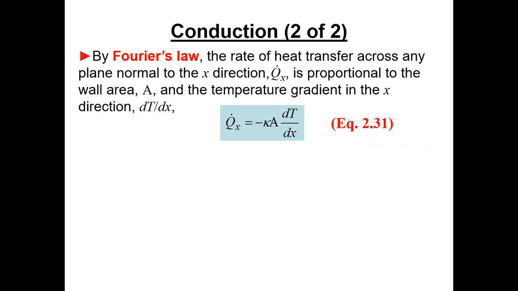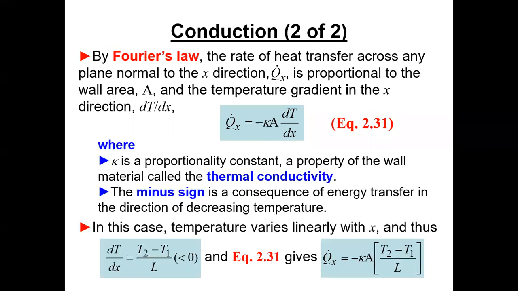Okay, so if the heat is flowing, let's see what we got. K is the proportionality, thermal conductivity. We talked about that, just a property of the material. The minus sign is a consequence of energy transfer in the direction of decreasing temperature.